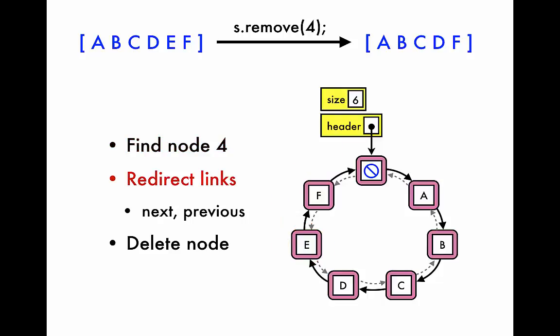The next step is to redirect the links around the node you want to remove. And in this case, there are 2 links that we want to redirect. If I give you 10 seconds, can you tell me which links we want to redirect? Tell me which node they're coming from and which link, next or previous, needs to move. And also, figure out where that link needs to go. 10 seconds starting from now.